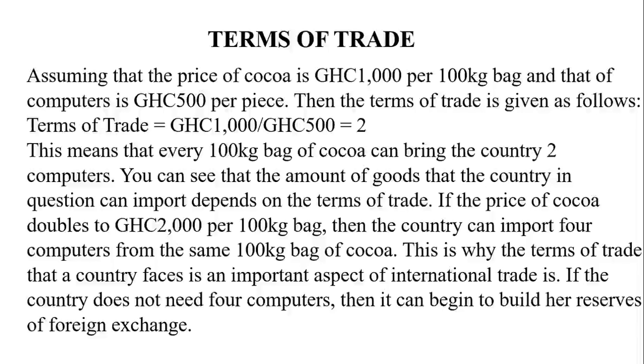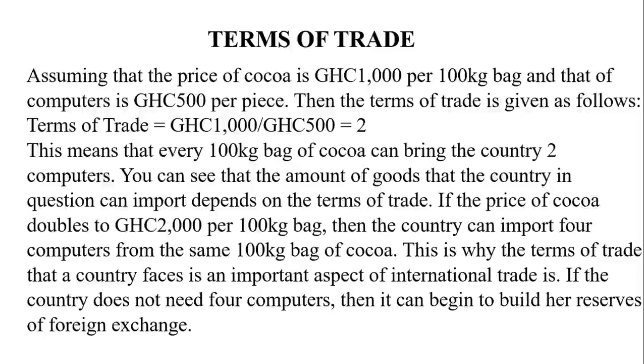If the price of cocoa doubles to 2000, that is from 1000 to 2000 per 100 kilogram bag, then the country can import 4. Our terms of trade will change to 4. So that means with exporting a 100 kilogram bag of cocoa, we can import 4 computers from the same 100 kilogram bag of cocoa. This is why the terms of trade of a country is very important in international trade.